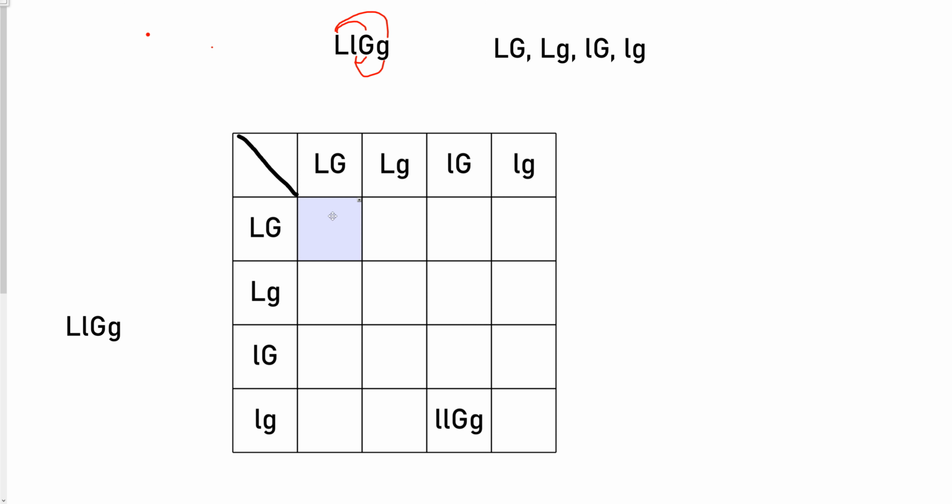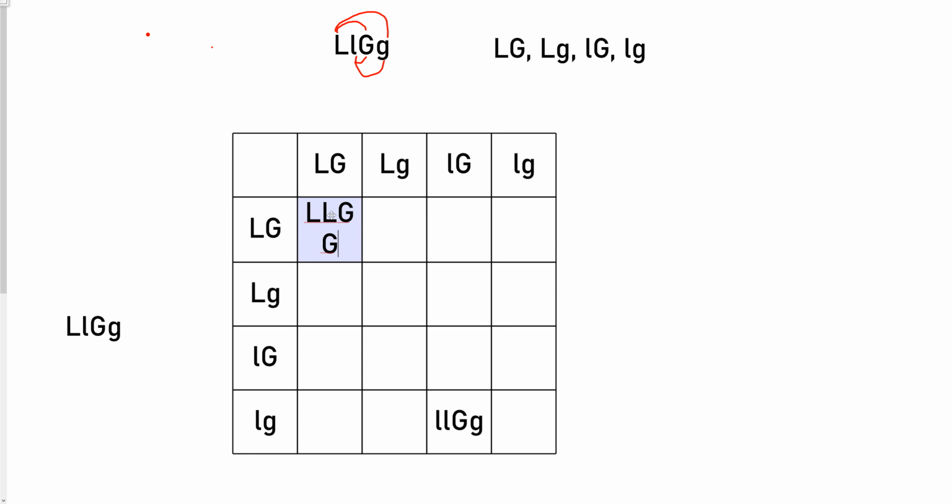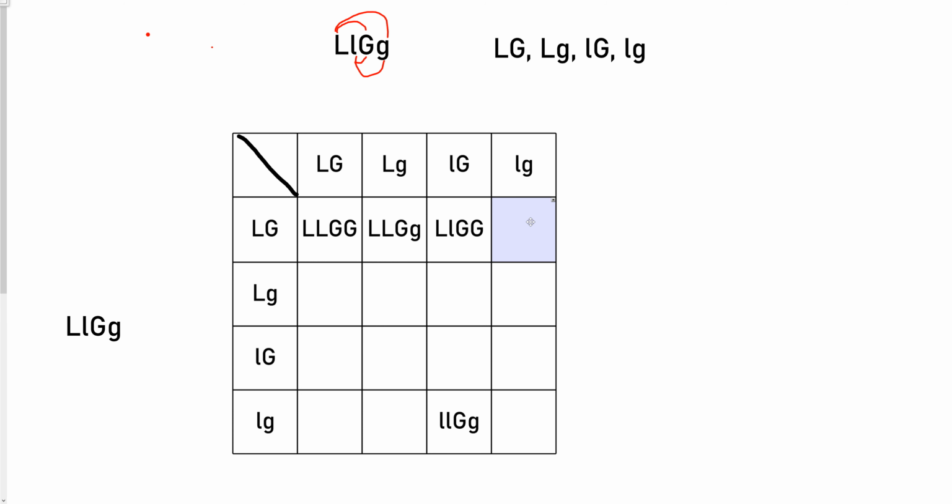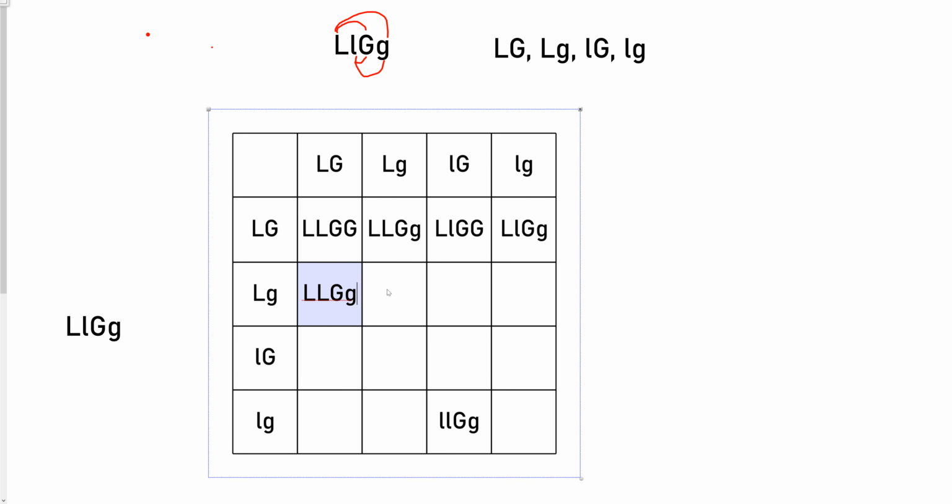So here we have LLGG, and I just realized I'm going to have to shrink down the text a smidge. Beautiful. Then we have L, big G, little g. And we have big L, big G, big G. Then we have big L, big G, little g. And we just go through and complete all these. L, G, G.